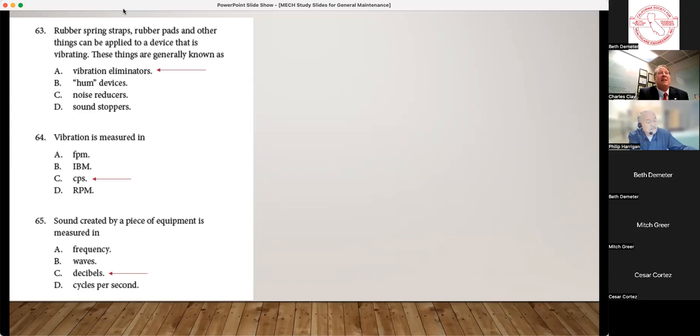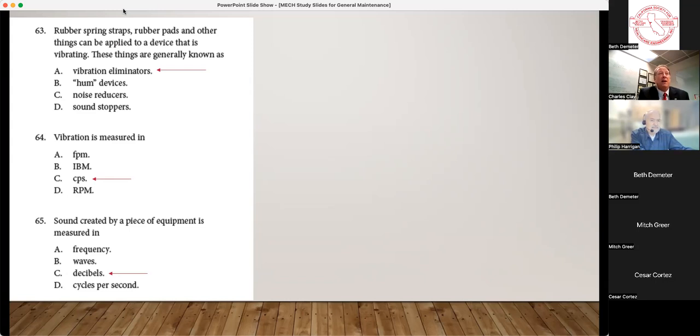Vibration eliminators. So the rubber spring straps and pads for the devices that are vibrating are generally known as vibration eliminators. And you can see a lot of different shapes and sizes. Companies make a lot of different ones used for mounting motors and other equipment. A lot of times you'll even see a washer put in there that acts as an eliminator.